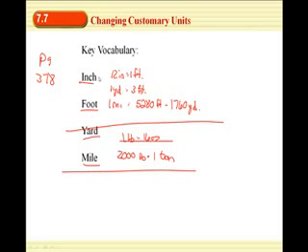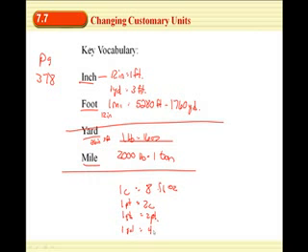Remember, an inch is about that long. A foot is 12 inches. A yard is 36 inches, or 3 feet. A mile is 5,280 feet. We get that with living close to the mile-high city. Capacity, 1 cup equals 8 fluid ounces. 1 pint equals 2 cups. 1 quart equals 2 pints. And 1 gallon equals 4 quarts. So those are all at the top of page 378. Get those down so you have those.